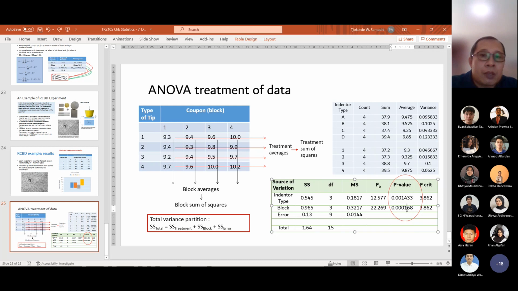You can also highlight the block if you want to. You can also discuss the block. You can say that, okay, in this experiment, it turns out that there are variations of hardness between the samples, which we have taken into account as a block effect.